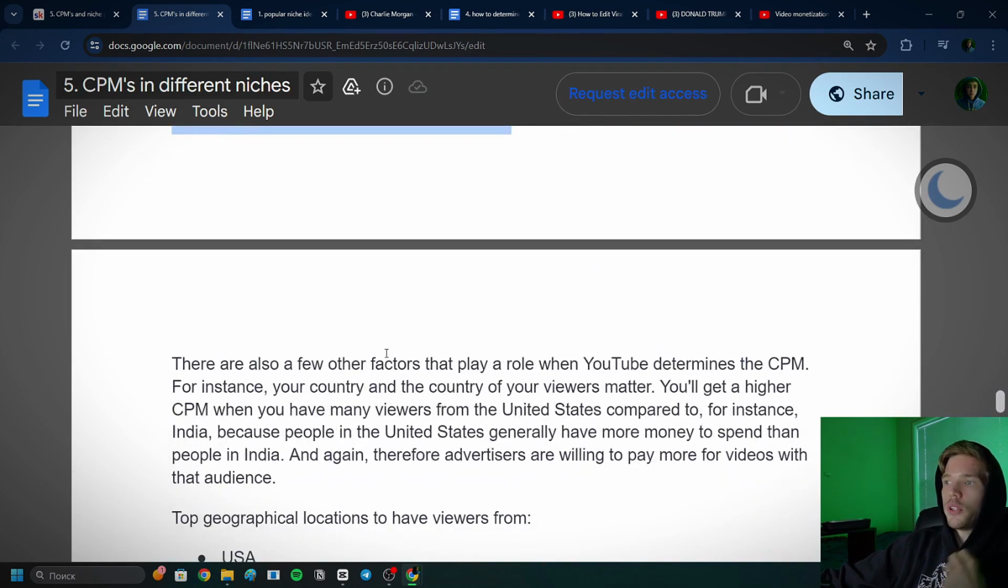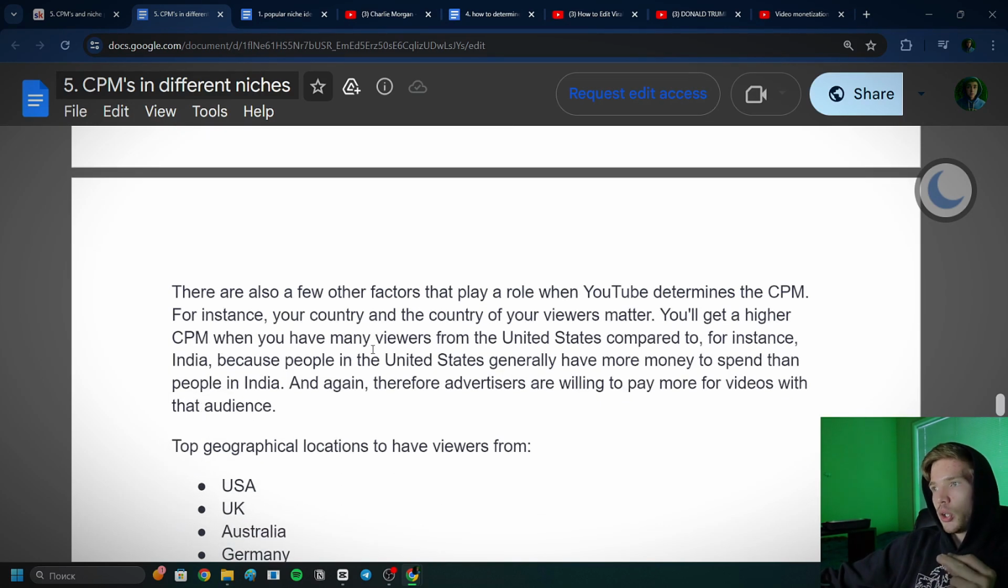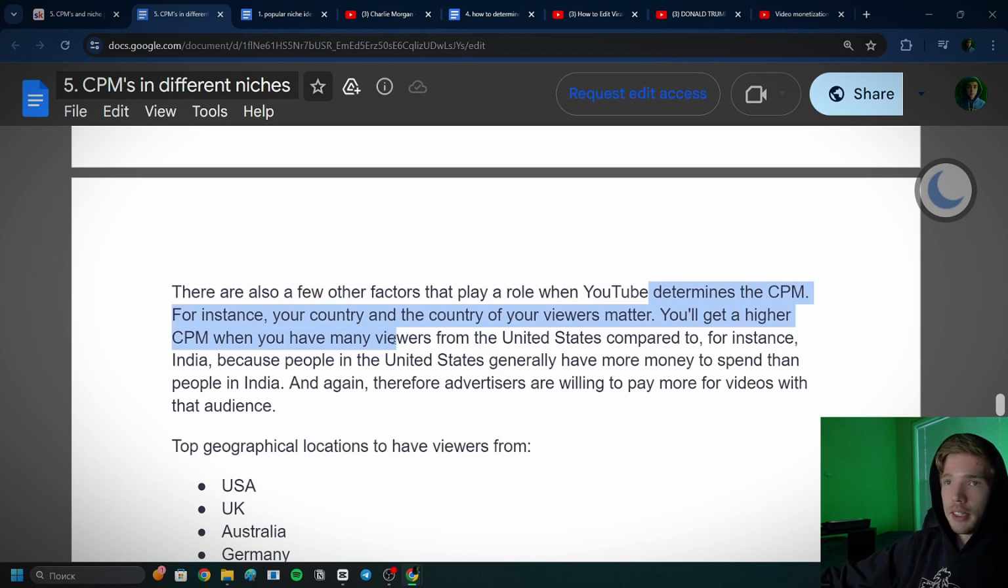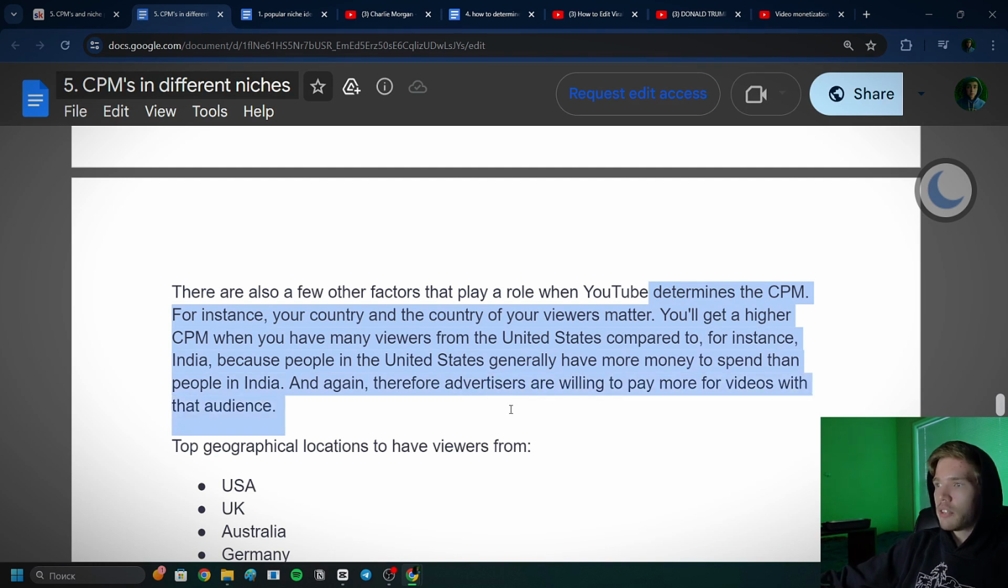There are also a few other factors that play a role when YouTube determines the CPM. For instance, your country and the country of your viewers matter. You'll get a higher CPM when you have many viewers from the United States compared to, for instance, India, because people in the United States generally have more money to spend than people in India. And again, therefore, advertisers are willing to pay more for videos with that audience.